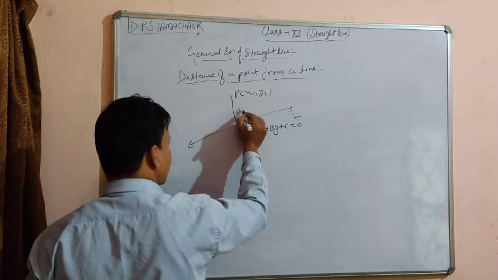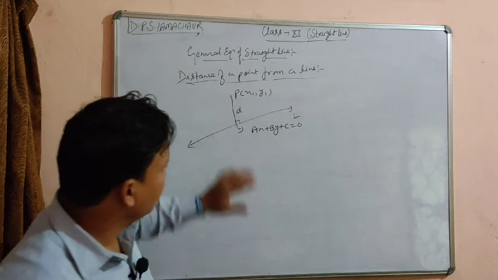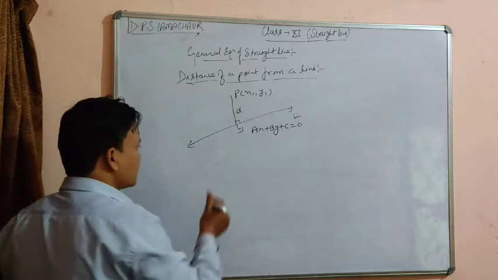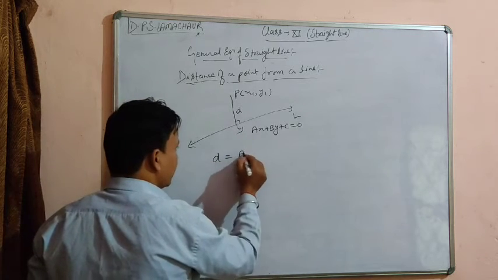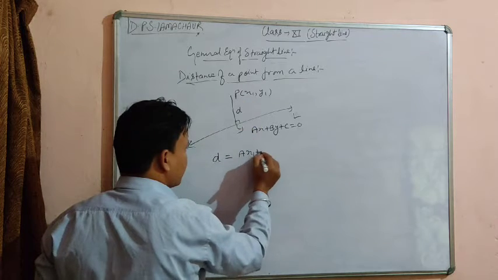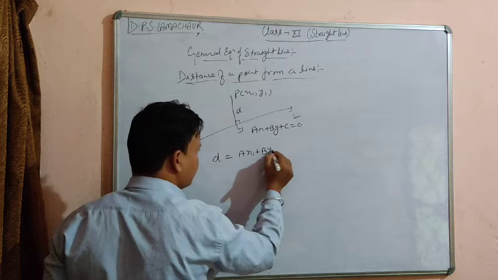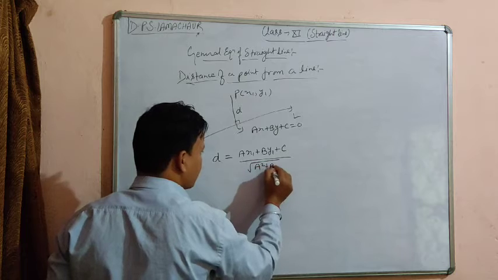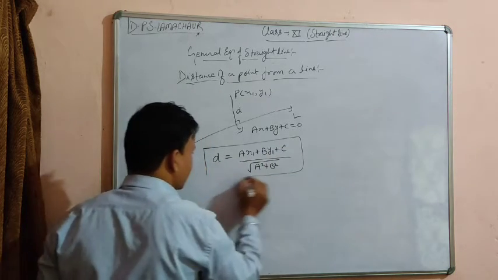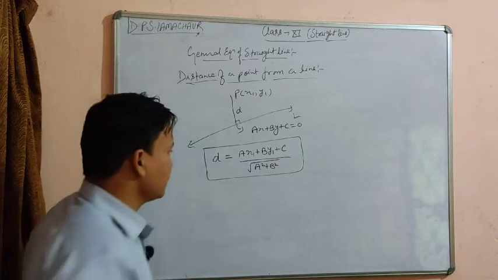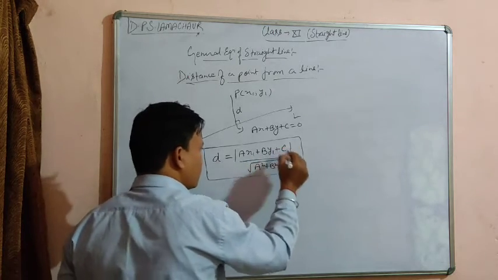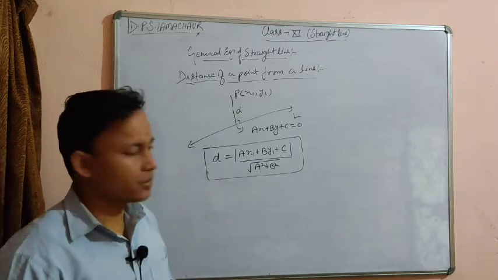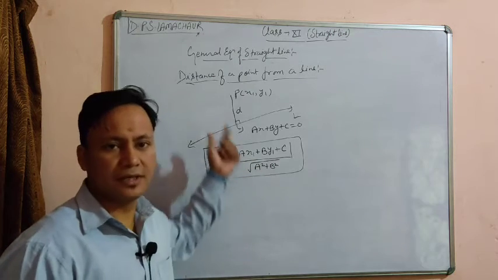This is the distance d. What we have to find, beta, is the distance d from the point to the line. So what is the formula for the distance? Distance d is equal to a, x replaced with x1, plus b, y replaced with y1, plus constant c, upon root a square plus b square. This is the formula for the distance. Since distance can never be negative, you have to take the modulus of this amount. So this is the formula for the distance of any point from any line.